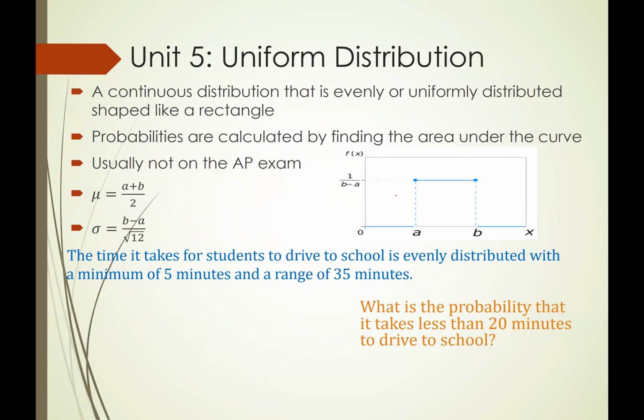Uniform are also typically not on the AP exam, but they are fair game, so they could show up. This is a continuous distribution that is evenly or uniformly distributed. Probabilities are calculated by finding the area under the curve, which is obviously going to be base times height because this is a rectangle. To find the mean, it's just the average, so it's the middle of the rectangle. Standard deviation is (b minus a) over the square root of 12. These are not on charts, but you probably won't need them.